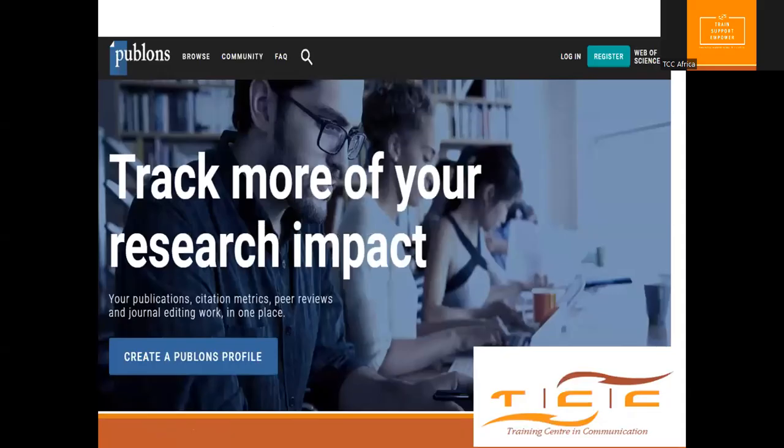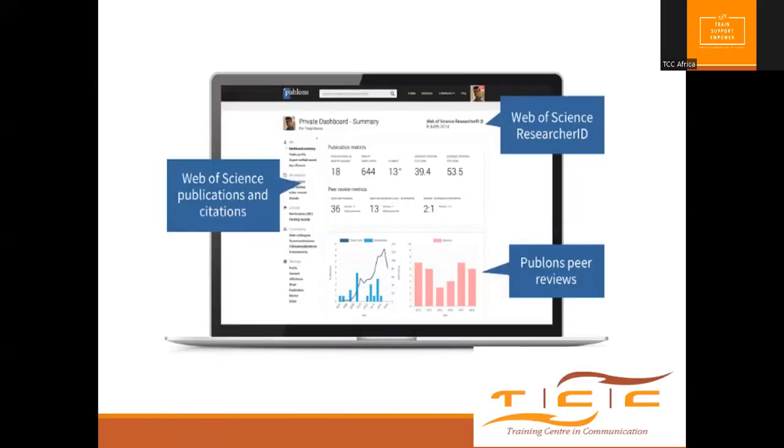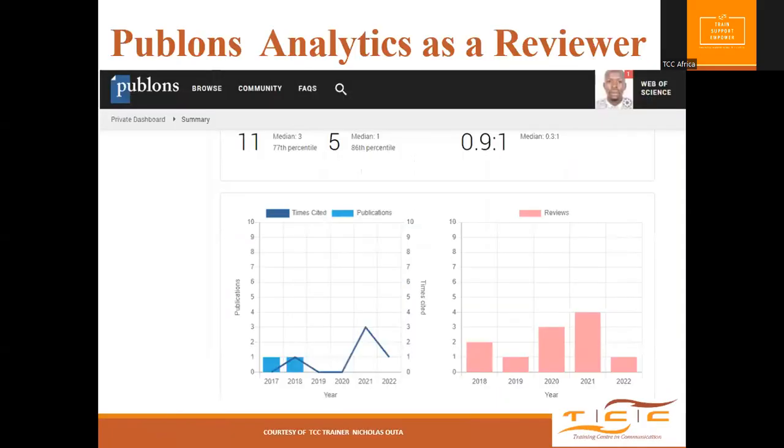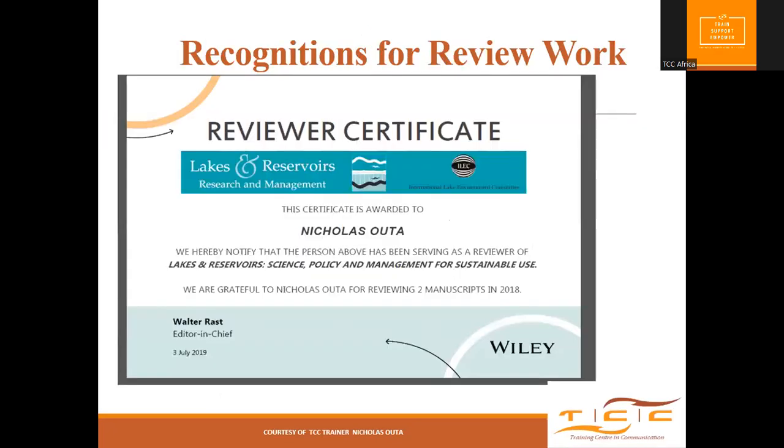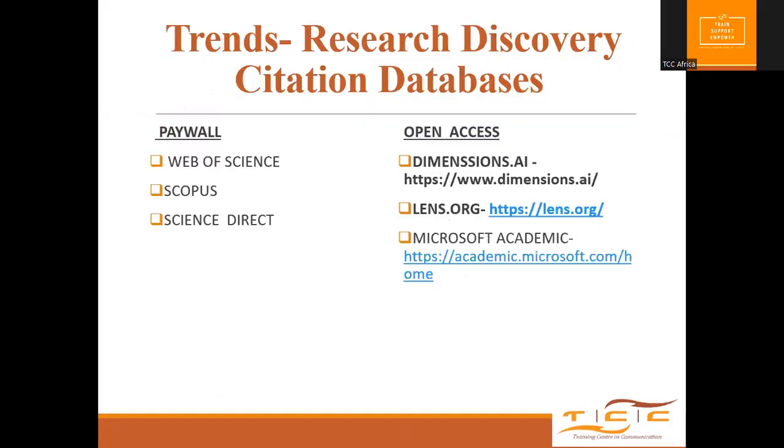This is just an example of what it looks like. This is the example of my platform. So far I have done 11 reviews that are recognized by Pablons, and I've gotten credit for that. So just go and create an account on Pablons. I also got recognized for reviewing some. This is just a certificate that I got as a recognition.